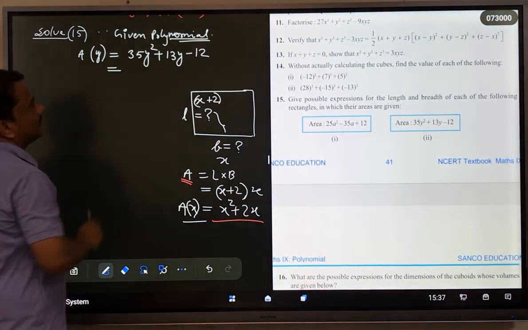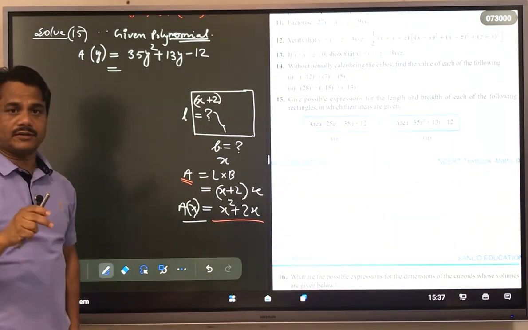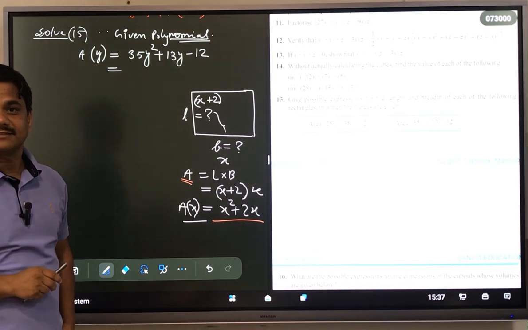So this is a quadratic polynomial. And do you know how a quadratic polynomial is to be factorized? Tell me please.